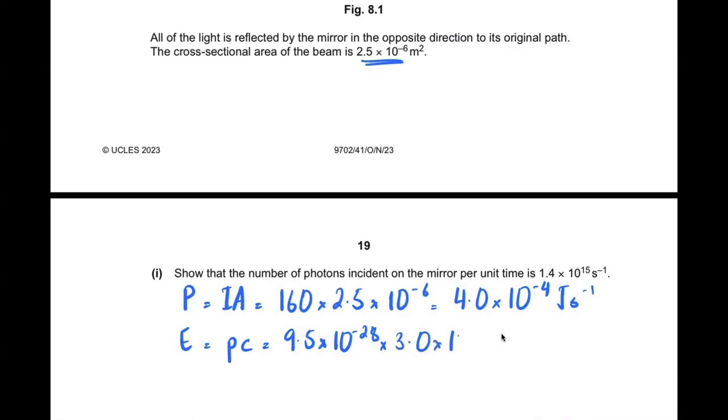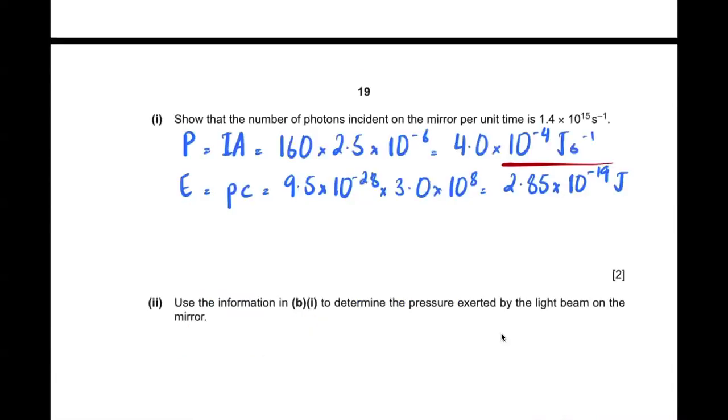Right, this is the energy of one photon, and power is basically the power of all the photons, which is the energy per second of all the photons. So 9.5 into 10 to the negative 28 into 3 into 10 to the power of 8. This is 2.85 into 10 to the negative 19 joules, right? So if I just divide the power of all the photons, or I can say the energy of all the photons per second, divided by the energy of one photon, so 4 into 10 to the negative 4 over 2.85 into 10 to the negative 19, I get the number of photons, that is 1.4 into 10 to the 15. So this is what you get.